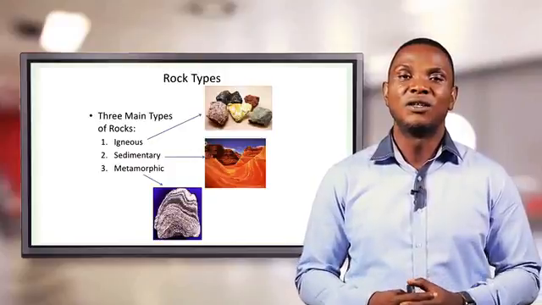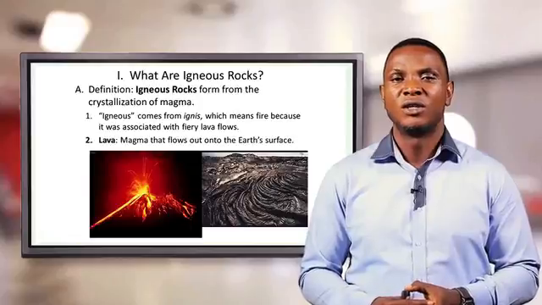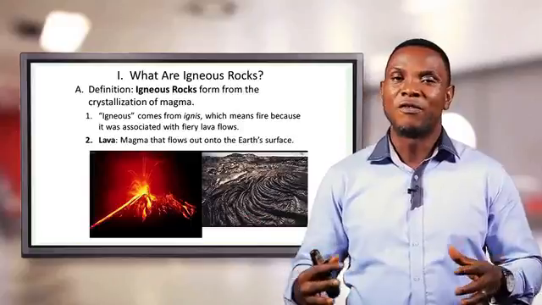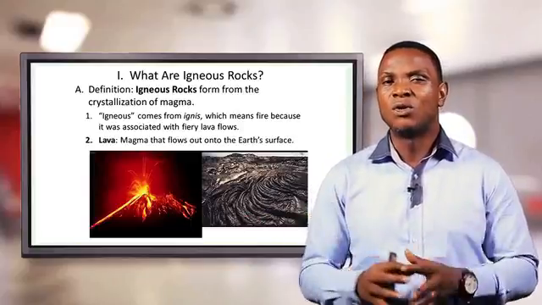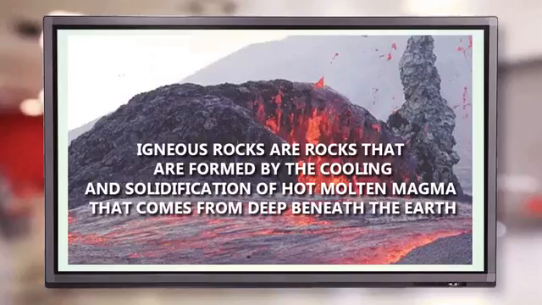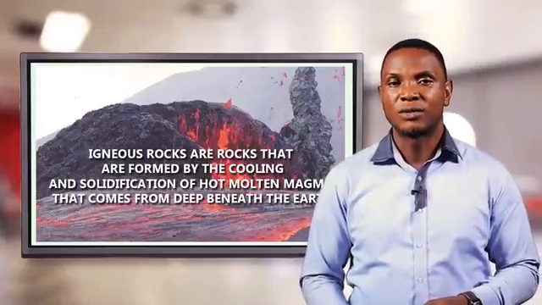Now, what exactly are igneous rocks? The word igneous comes from a Latin origin. It is pronounced ignis in Latin, and it simply means born of fire. As we go into our class, we'll see why that particular word was used to describe igneous rocks. Now, igneous rocks are rocks that are formed by the cooling and solidification of hot, molten magma that comes from deep within the earth. Igneous rocks are extremely common in the earth's crust.